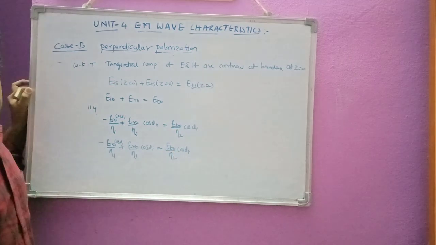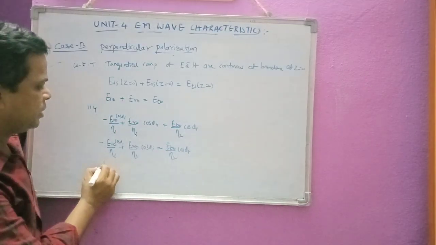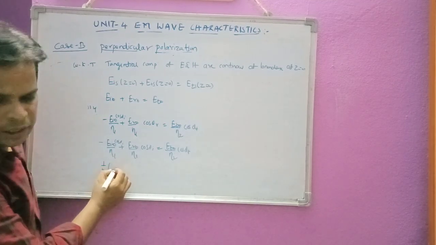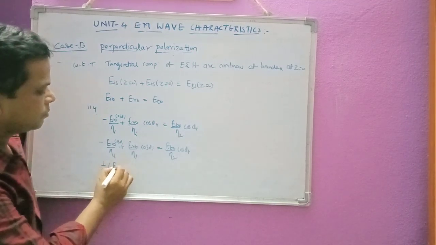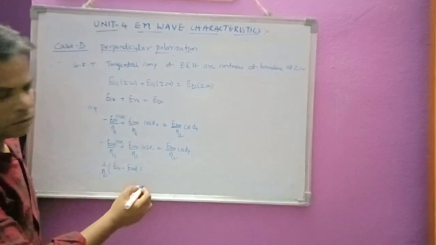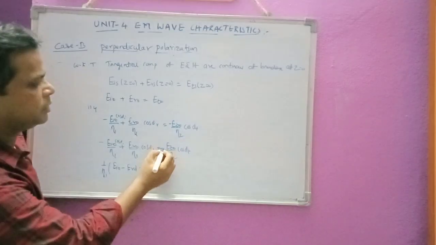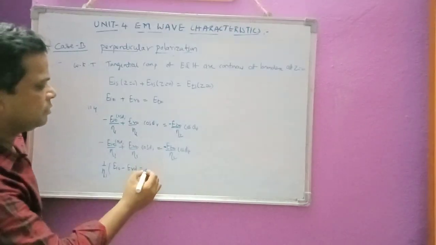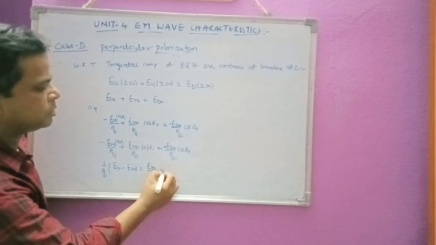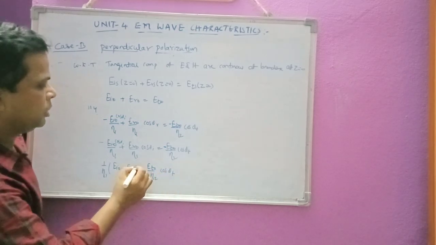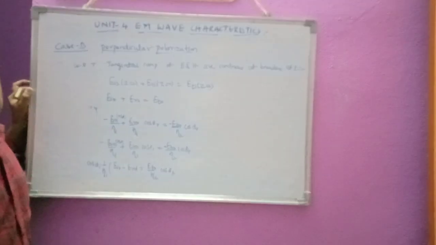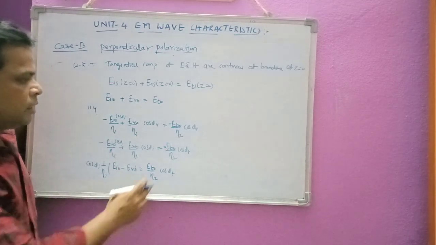Now after making use of this equation, I can write 1 by eta 1 common, Ei0 minus Er0, that is equal to Et0 by eta 2 cos theta t into cos theta i, where the minus signs cancel. So this is the equation we are going to get here.